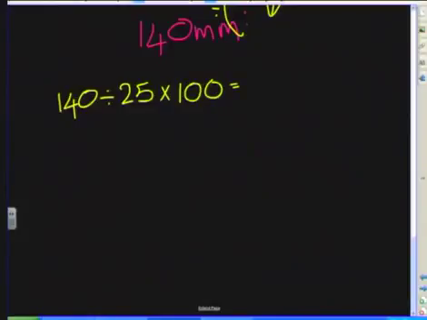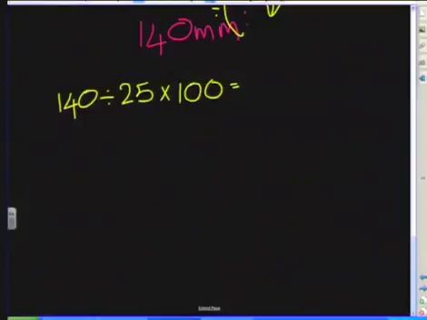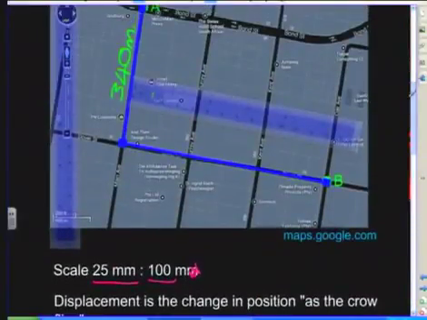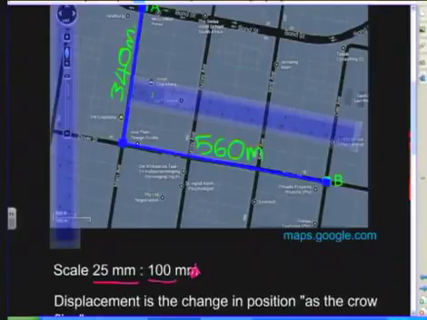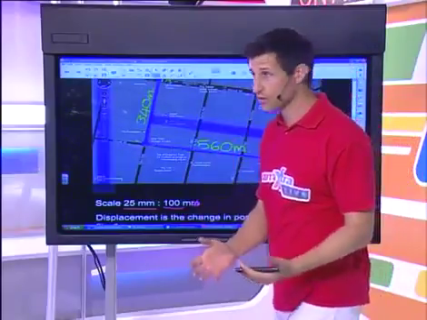And that lands up being, so let's take a look at what we've got here. Let's clear. So 140 divided by 25, and that gets us an answer of 28 over 5. Multiply by 100, and that'll get us our real life distance of 560 meters. Okay, so that means that I moved another 560 meters. Okay, so let's write that in on my map. Let's make sure that we've got there. So 560 meters.